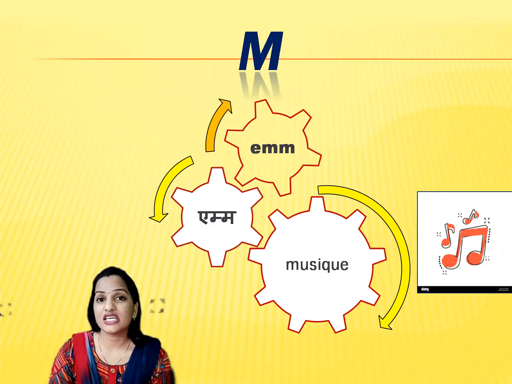Okay. Very good. Now, the next letter is M. What is its pronunciation? M. Try to say it with me and after me. M. Once again, M. And one example from the letter M is music. What is it? Music. And you can very well make it out that music means music.